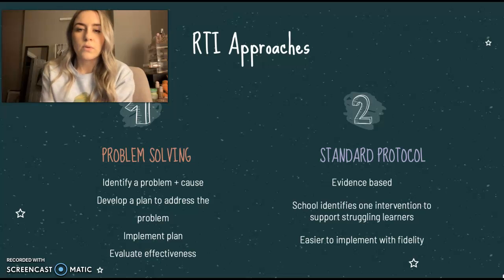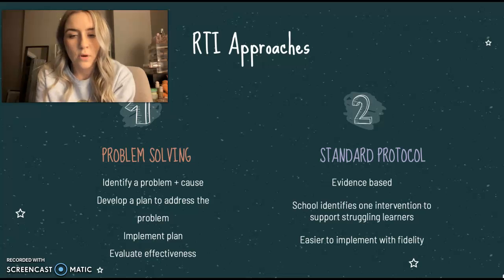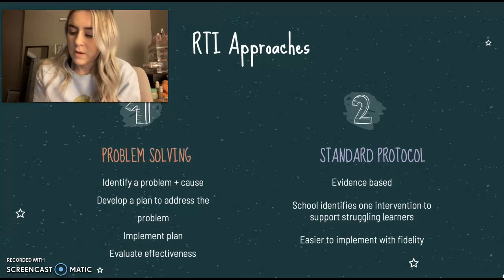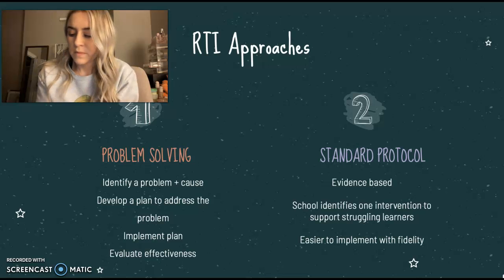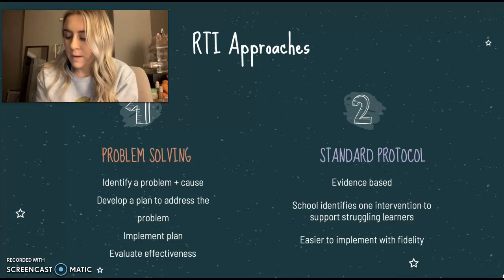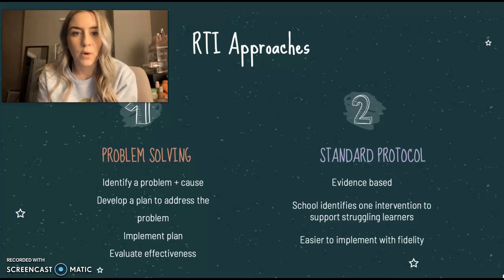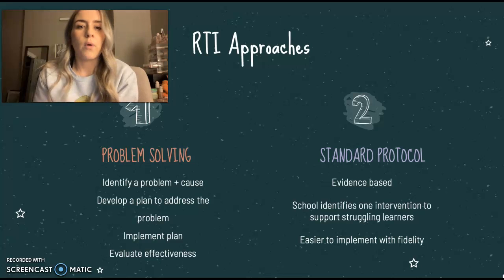The second approach for RTI is the standard protocol, where there's one validated intervention selected by the school to support struggling students. This can be easier to implement with fidelity, and is always going to be an evidence-based practice that is recognized and supported with research before implementation.